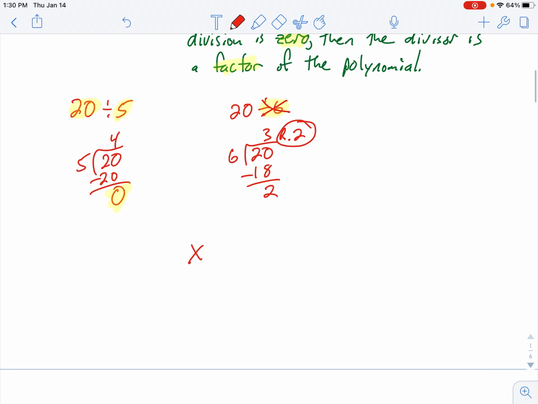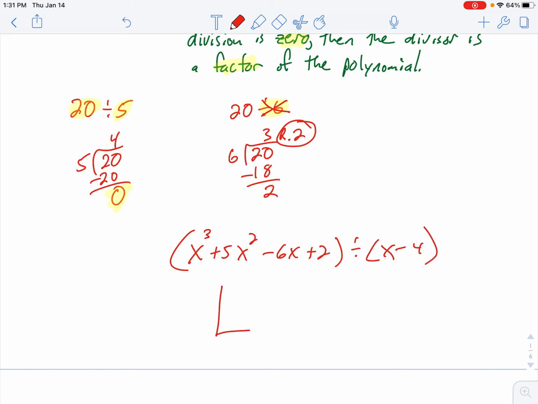So if I had x cubed plus 5x squared minus 6x plus 2, that's a polynomial, and I divide that by x minus 4 using maybe the synthetic division that we did before, that'd be 1, 5, negative 4, 2. And then the divisor, remember when it's written this way we use the opposite of that number.